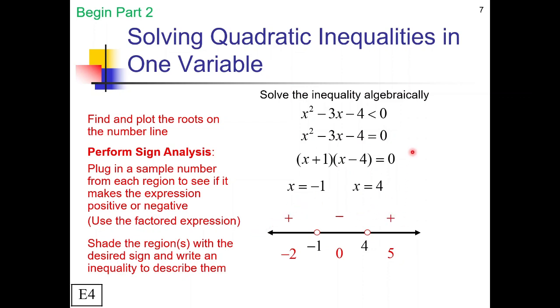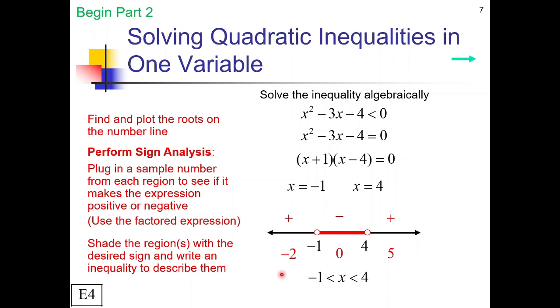So now we said that we wanted less than 0, so we're going to shade the parts that we said were negative. So that's going to be this area between -1 and 4. And for an inequality that would describe this, we could say that x is greater than -1 and x is less than 4, or to say that a little bit more succinctly, we could say -1 less than x less than 4, and that's just a faster way of writing one of those and statements.